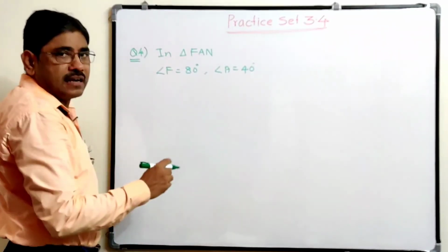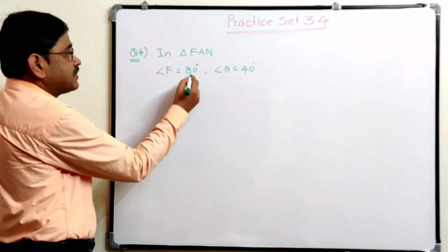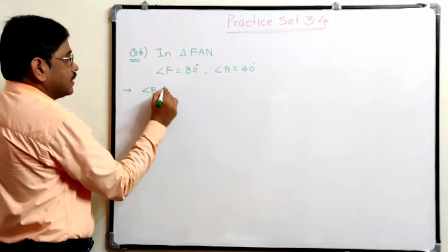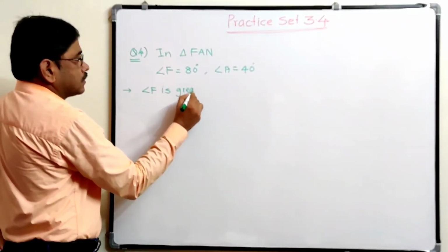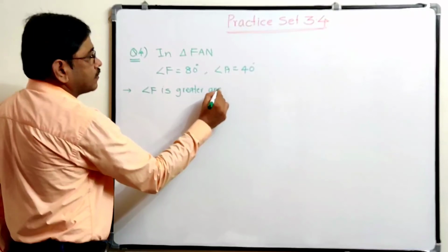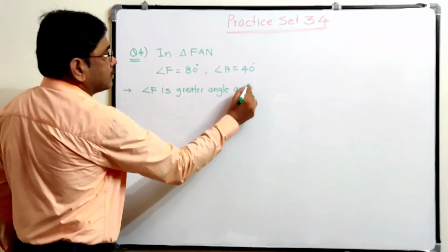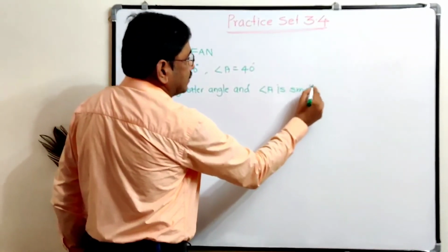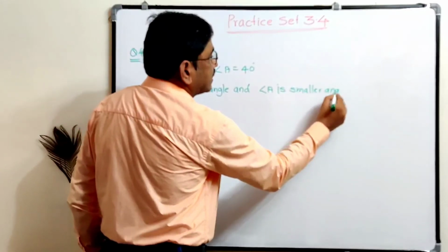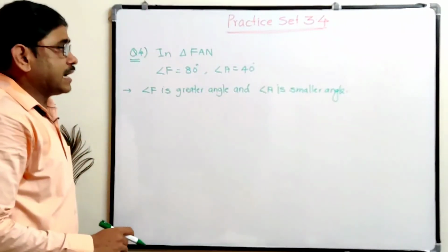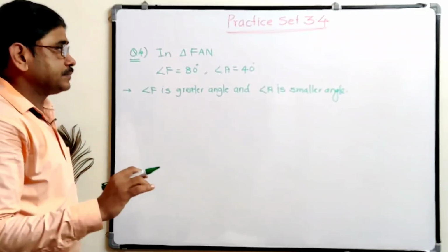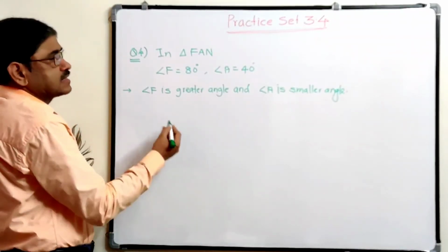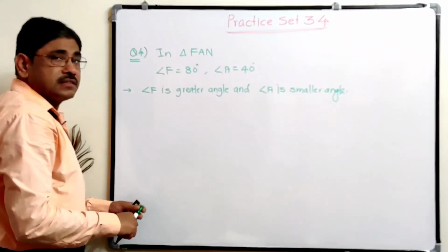So you can write the reason here directly or here. So angle F is the greater angle and angle A is the smaller angle. So you can write the theorem first. The side opposite to greater angle is greater and the side opposite to smaller angle is smaller. Or directly we can write the answer and then the reason. So write the answer and then the reason.